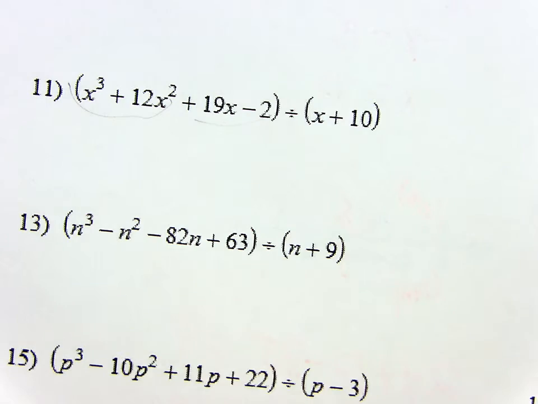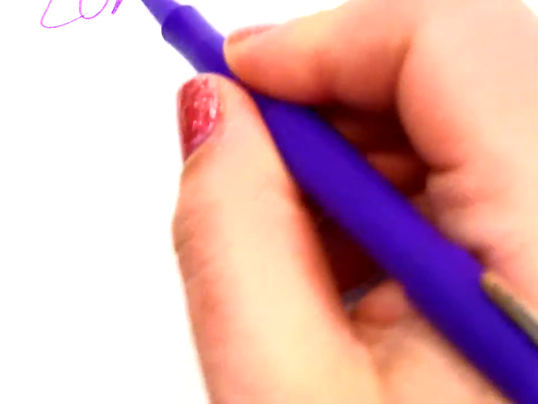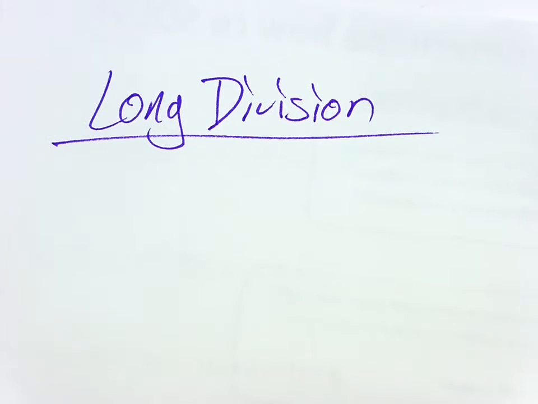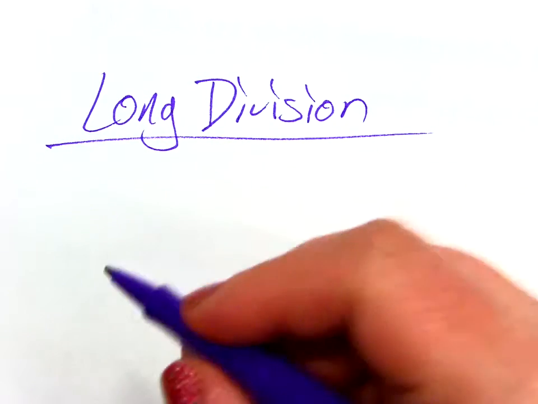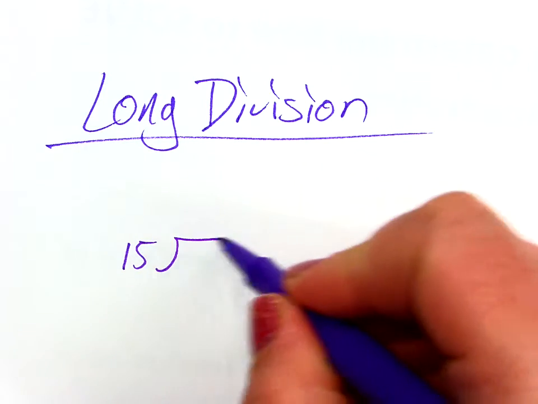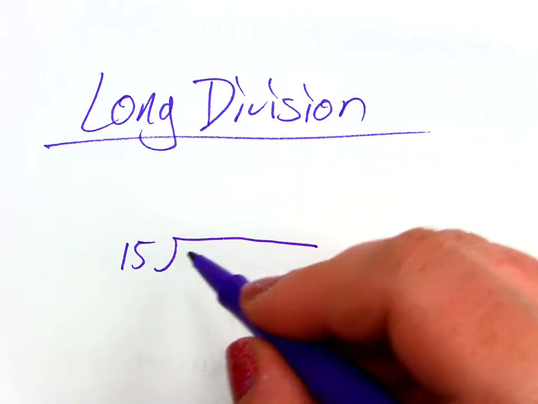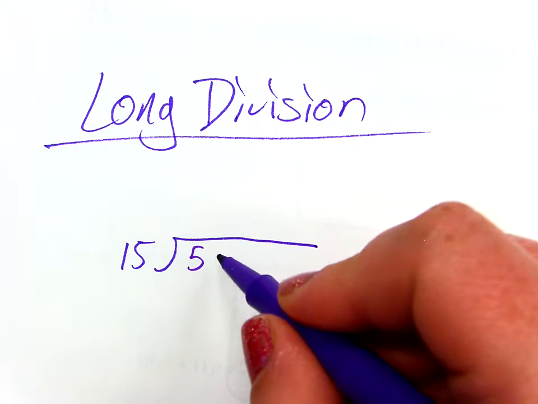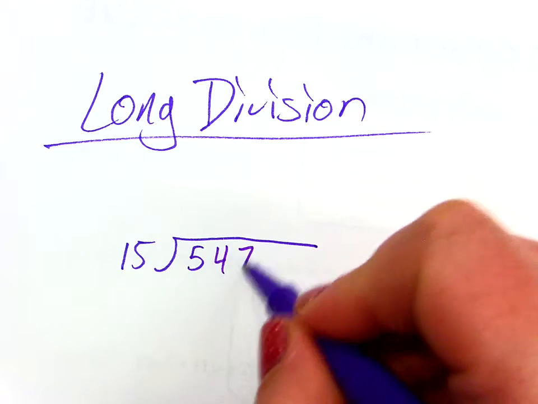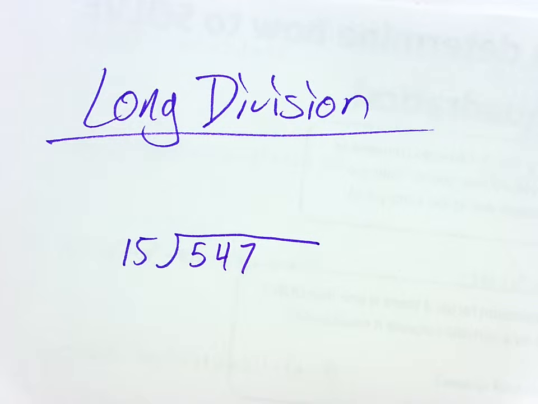Okay, so here's what you can do though. We are going to do a throwback to elementary school when you learned long division. So let's just see what you remember. If I were to ask you to do the following, let's just do 15 divided into 547. See if you remember the steps how to do that. Try it. Everybody try doing this long division.